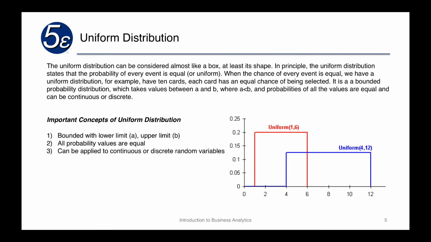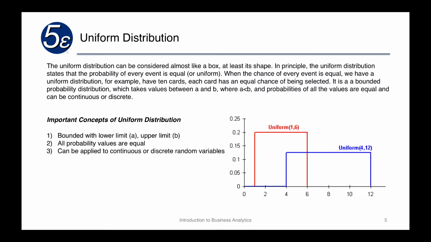Now, the uniform distribution can be considered kind of like a box, at least in its shape. In principle, the uniform distribution states that the probability of every event is equal, or uniform. When the chance of every event is equal, we have this thing called the uniform distribution. For example, if we have 10 cards, each card has an equal chance of being selected. It is a bounded probability distribution, which takes values between A and B, where A is less than B, and the probabilities of all the values are equal and can be continuous or discrete.